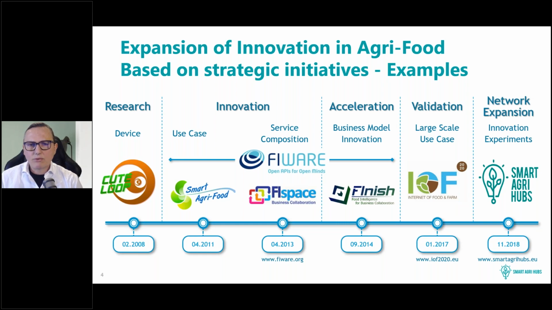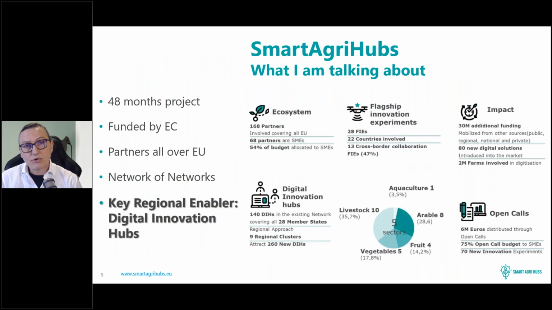And therefore, when we're talking about Smart Agri-Hubs, it's a 48-month project. So we have now been working 1.5 years in this project together with quite some partners. As you see here, some 168 partners with different profiles, addressing different work in the project. It's funded by the European Commission, with partners from all over the EU. So we have partners from more or less all member states in this project. Also, especially to address this topic of digital innovation in agri-food from different perspectives and backgrounds, we see that especially for pushing this in Europe, the digital innovation hubs are a really key regional enabler to do that.